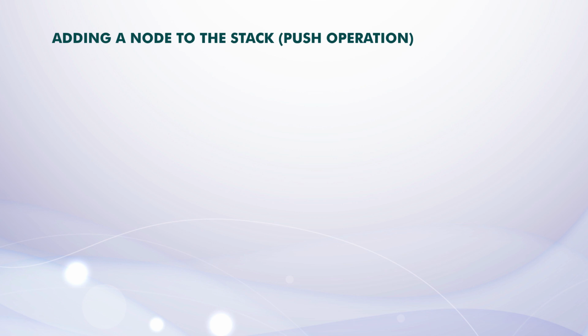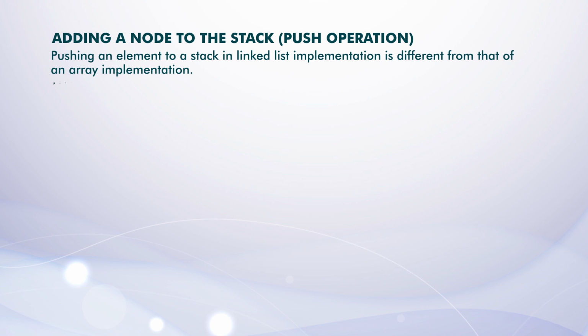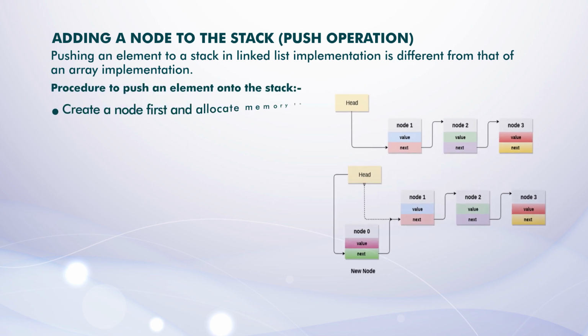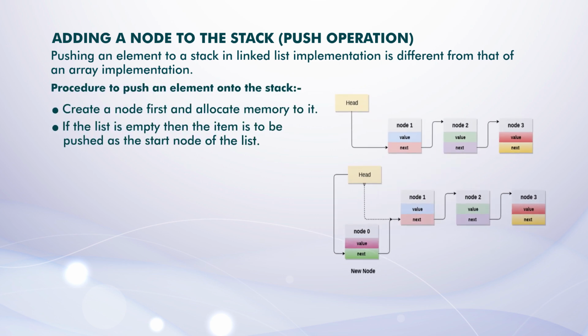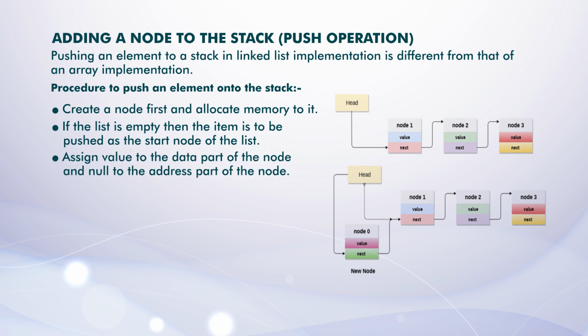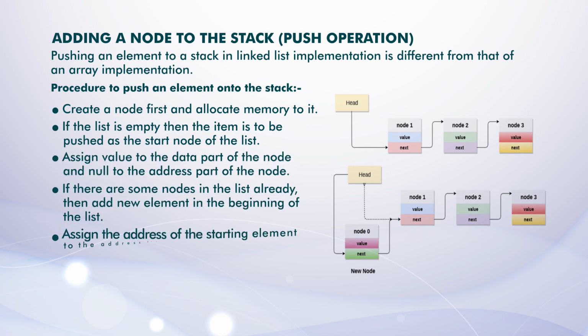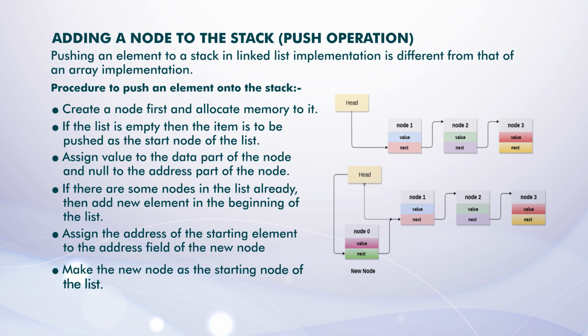When it is implemented using a linked list, a new node will be created, and then the element which has to be inserted will be added to the data part of the new node, and the new node will be added as the head of the linked list. And if the linked list is empty, the new node will be the single node present in the linked list.